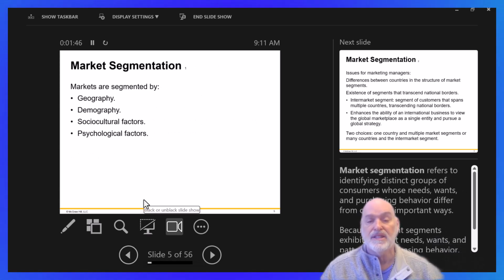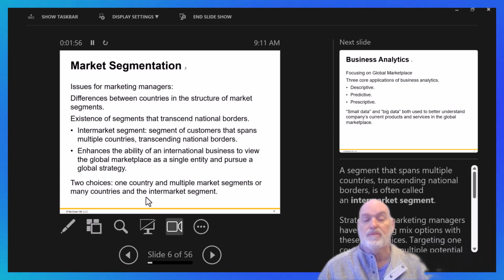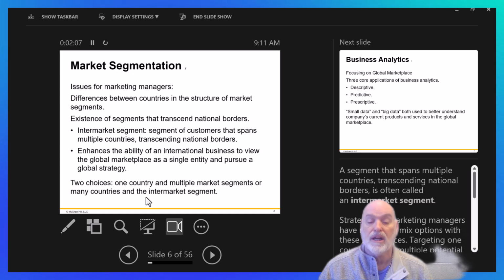Market segmentation. Markets are segmented by geography, demography, socio-cultural factors, as well as psychological factors. Issues for marketing managers include the differences between countries in the structure of market segments, and the existence of segments that transcend national borders, an intermarket segment of customers that spans multiple countries.